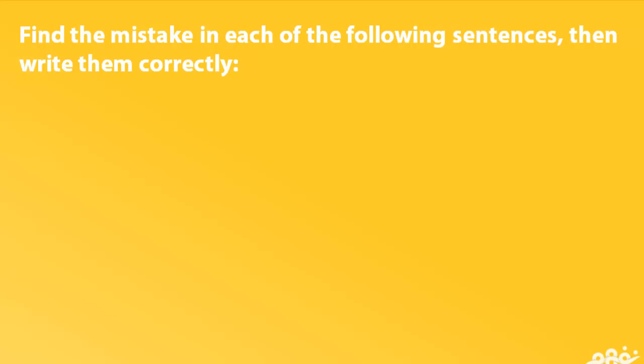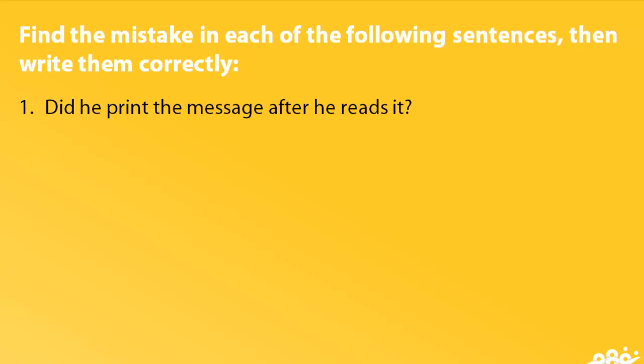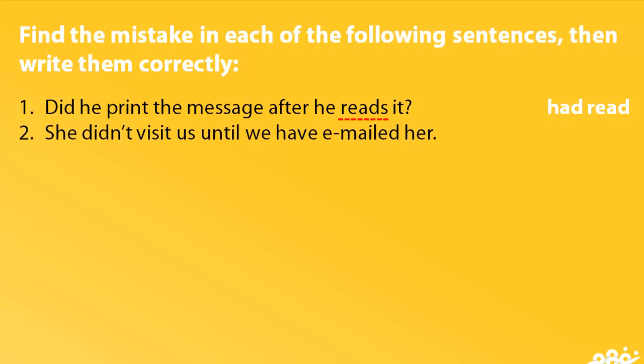Find the mistake in each of the following sentences, then write them correctly. Did he print the message after he reads it? The mistake is read and the correction had read. She didn't visit us until we have emailed her. The mistake is have, the correction is had.